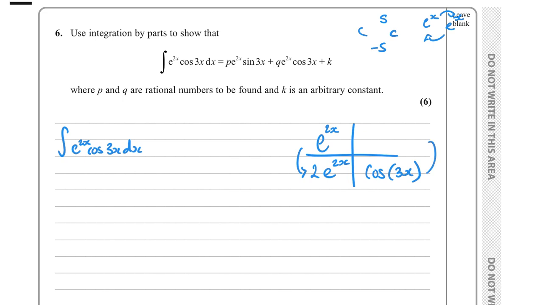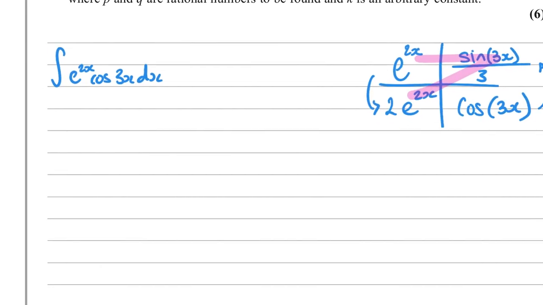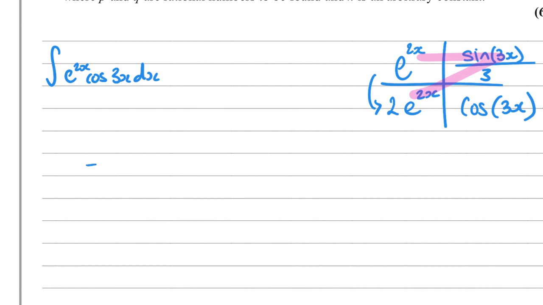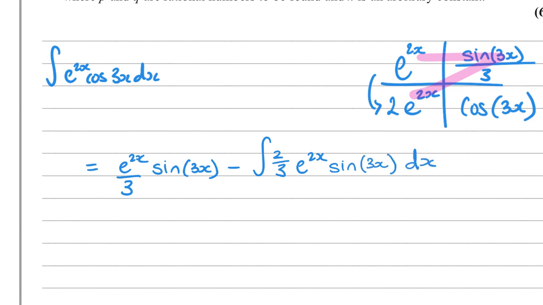2e to the 2x. If I integrate cos 3x, I get sine 3x divided by 3. Okay, if you're not used to this method, this is my magic number 7, have a look at the actual integration video I made. Okay, so let's have a look. So this equals e to the 2x over 3 sine 3x minus the integral of 2 over 3 e to the 2x sine 3x with respect to x.